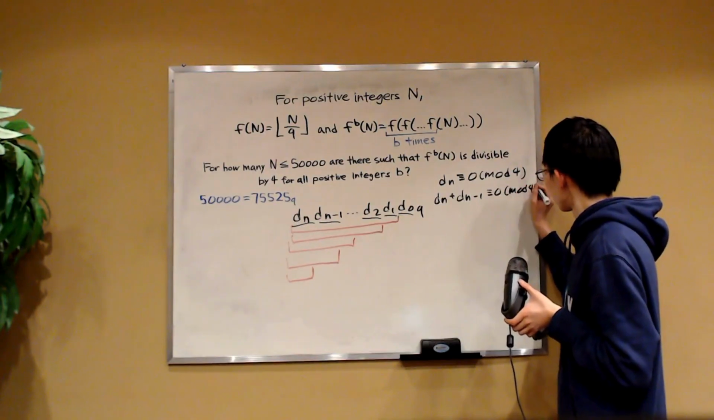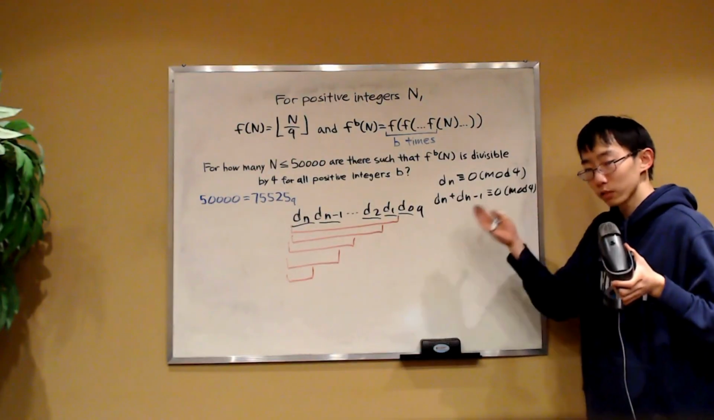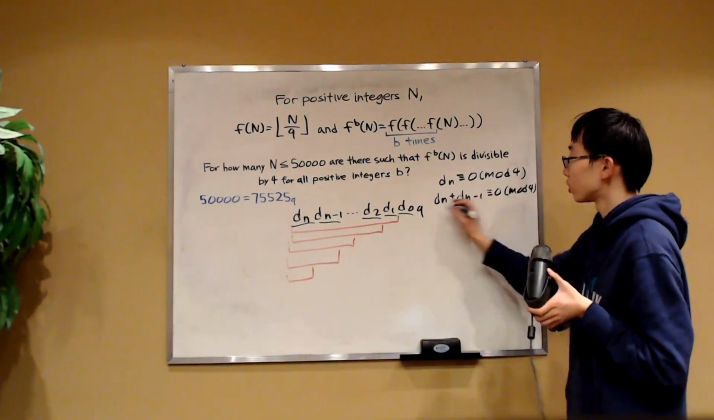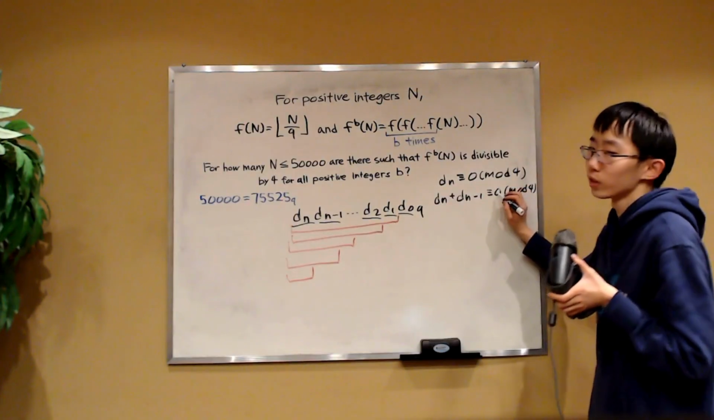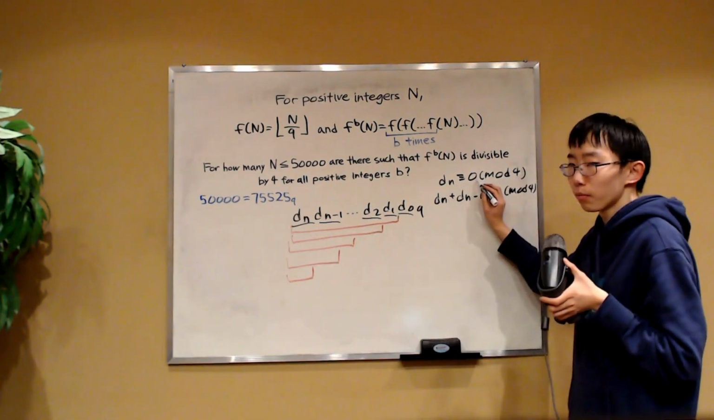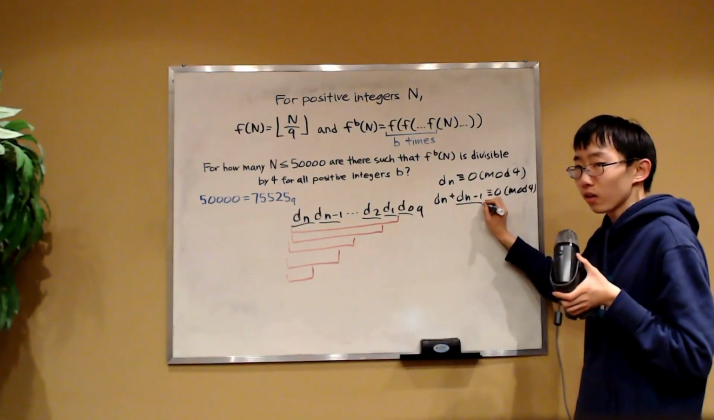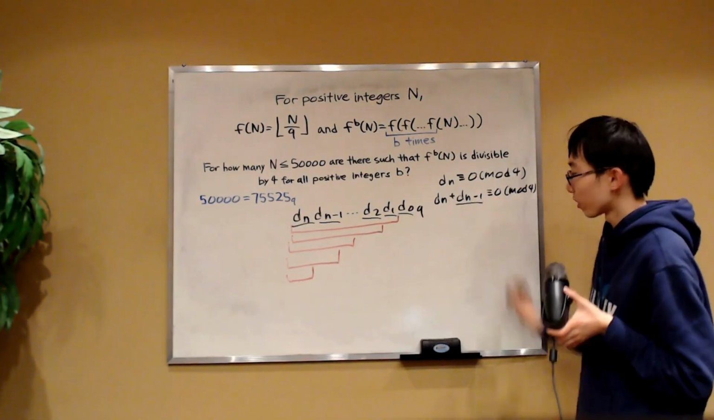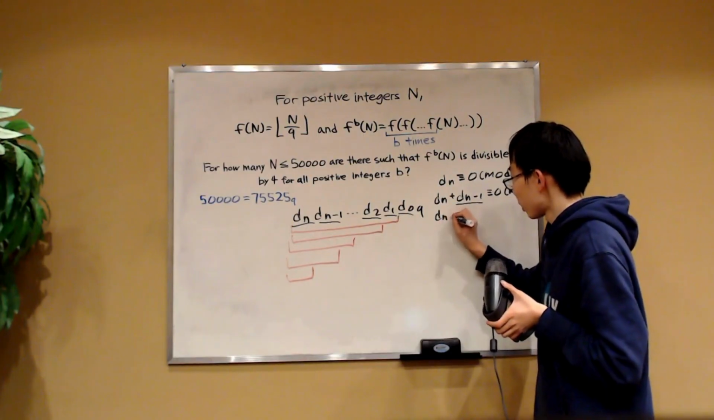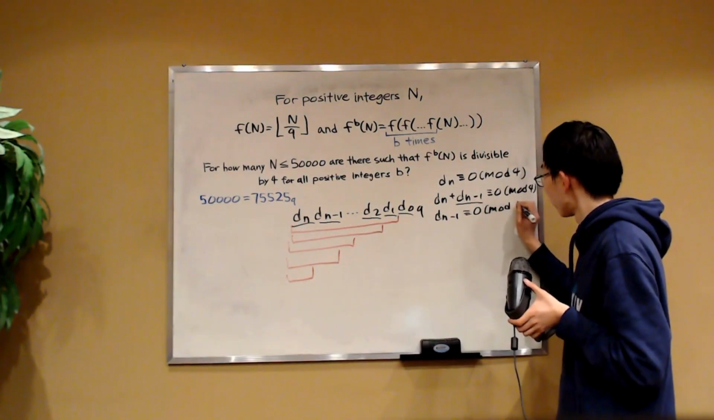And that's because the numeral formed by dn and dn minus 1 must also be divisible by 4, and that means that the sum of the digits in base 9 is congruent to 0 mod 4. Now, because dn itself is congruent to 0 mod 4, this would mean that dn minus 1 itself must also be congruent to 0 mod 4. So we can deduce that dn minus 1 itself is congruent to 0 mod 4.